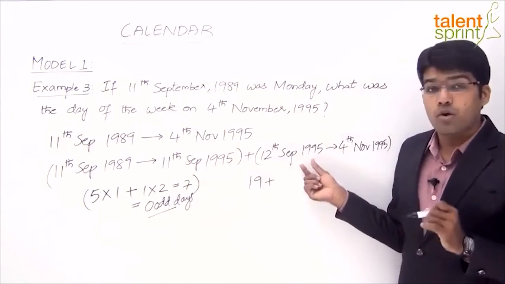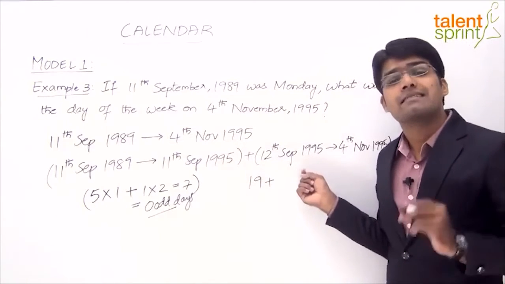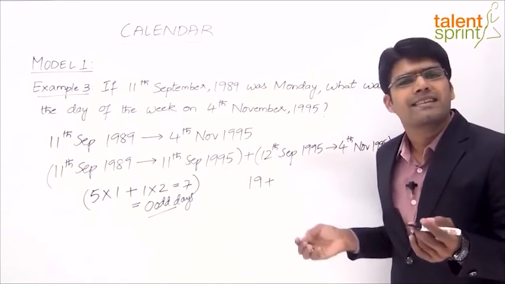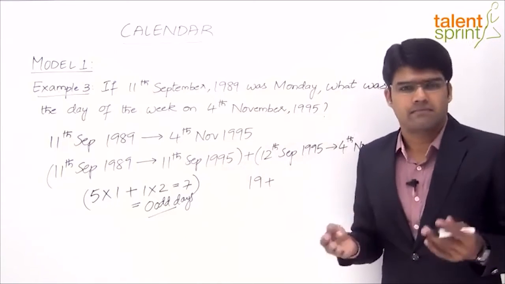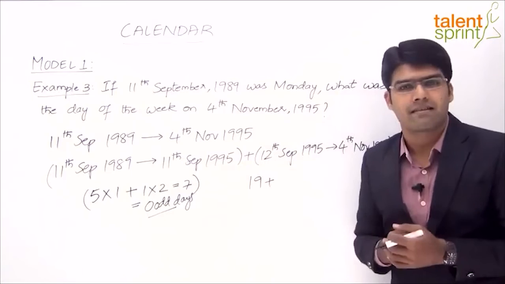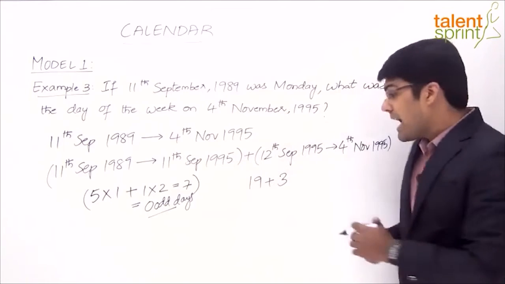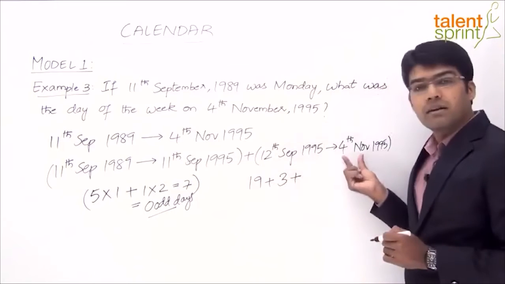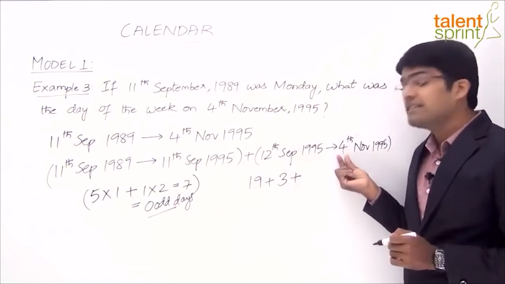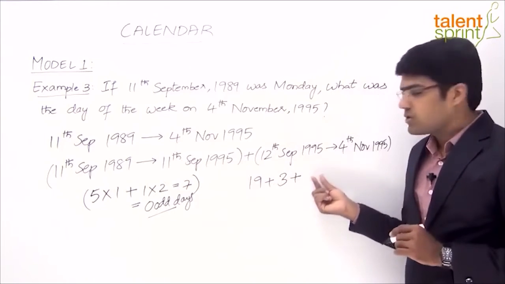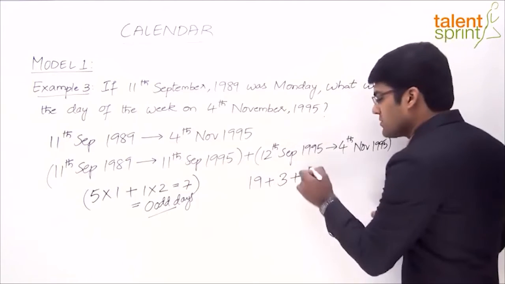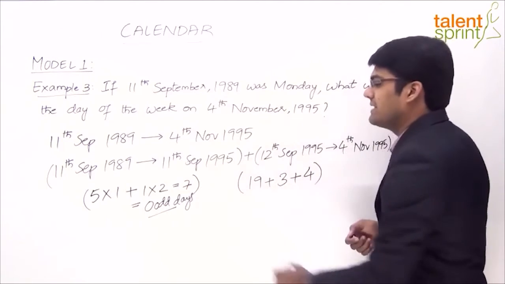Next comes the month of October. We know that October has 31 days, and 31 days can be taken as 3 odd days, because 4 complete weeks and 3 extra days. So in the month of October we have 3 odd days. And now comes the month of November 1995. We are taking the date 4th November. So we should take total 4 days. So this will give us the number of odd days in the second period.